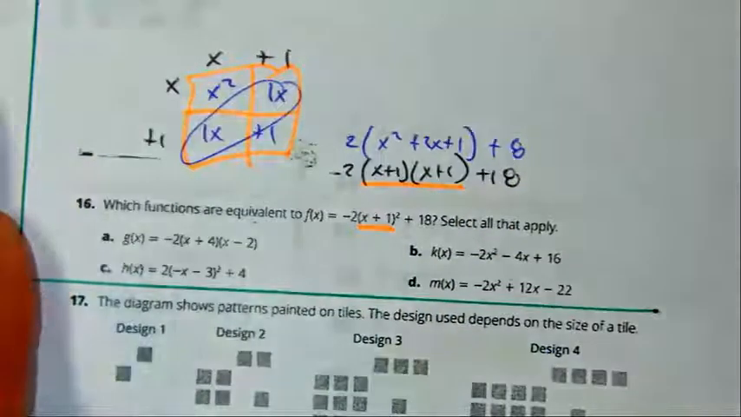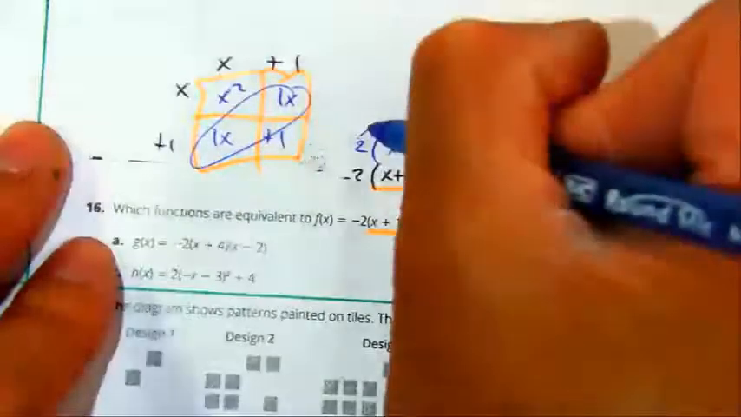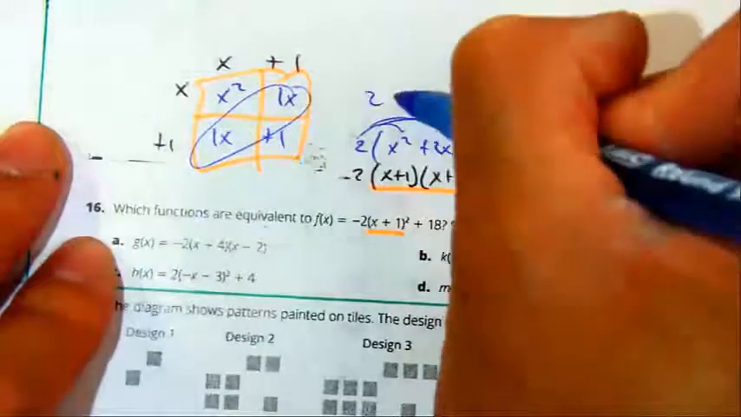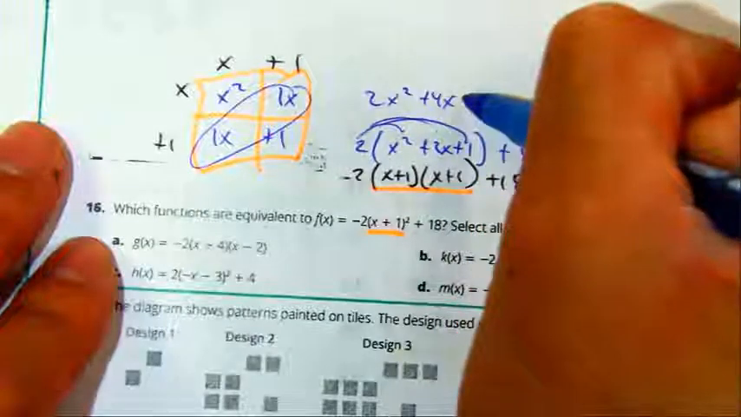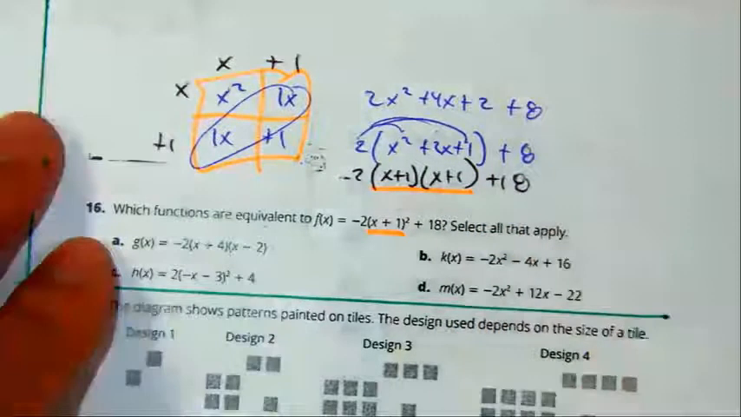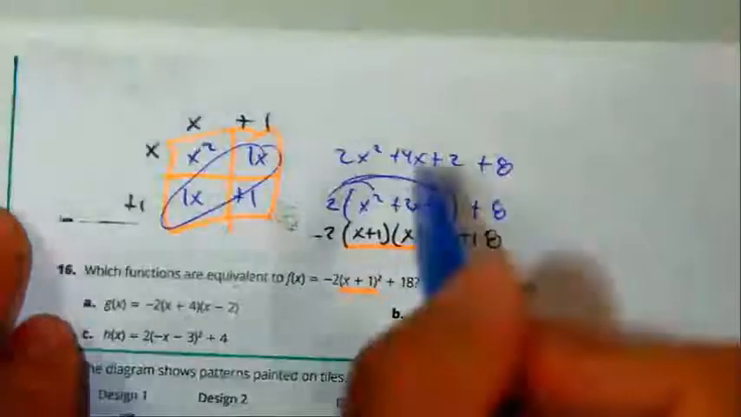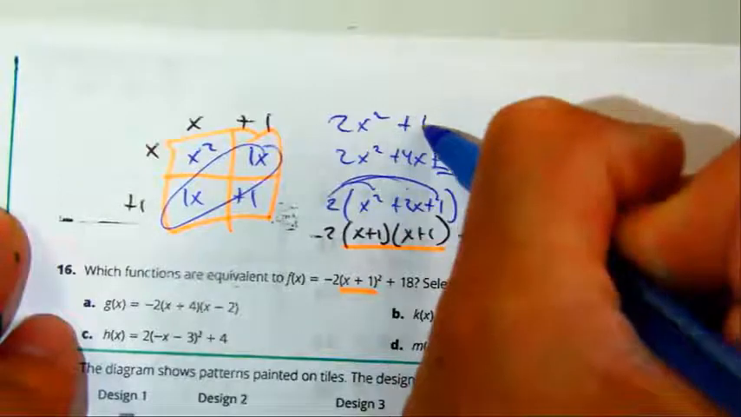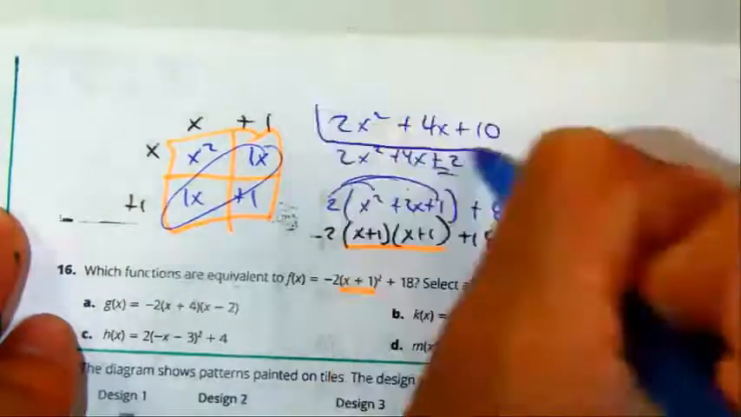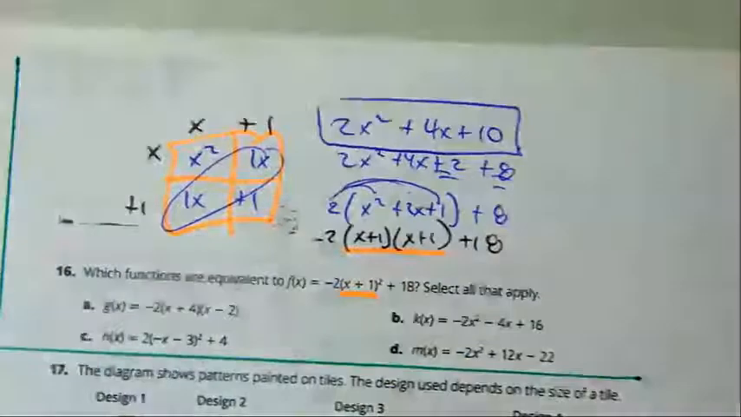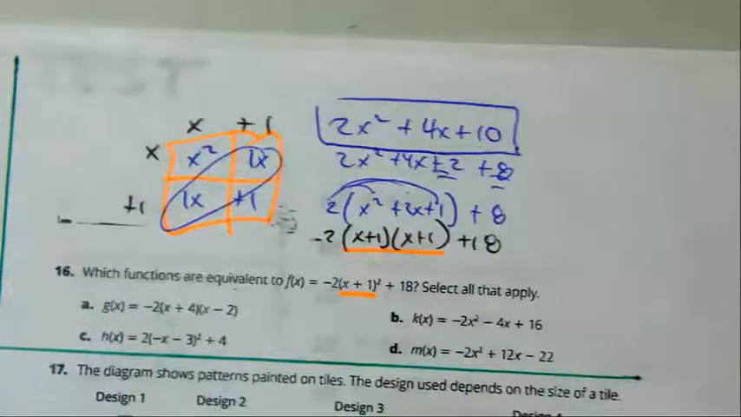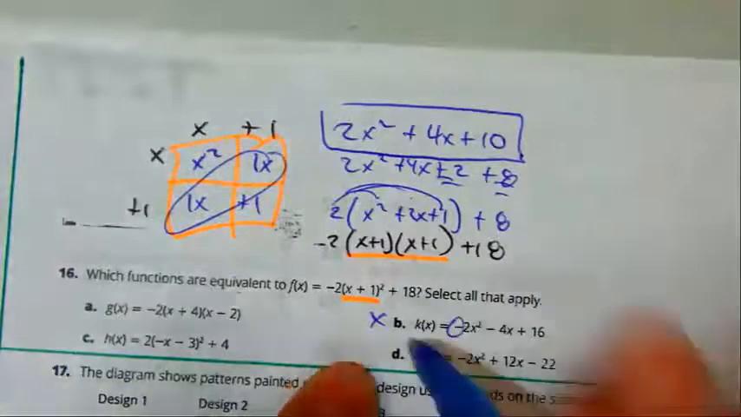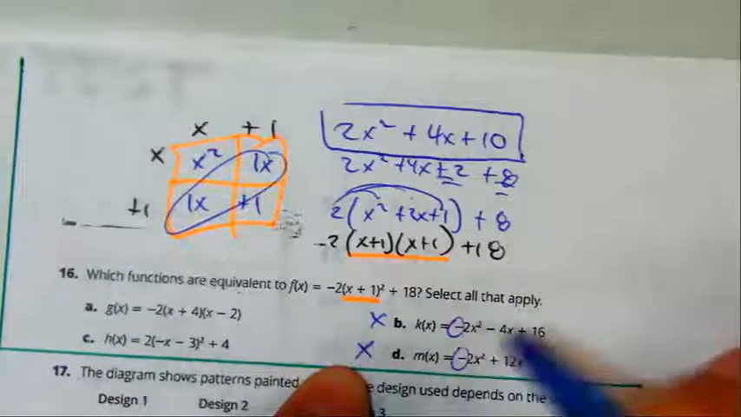I'm using PEMDAS, so I'm going to distribute now. It's kind of weird, I'm working my way up because I didn't have any space there. So I have 2x squared plus 4x plus 2 plus 8. And then if I combine these, I get 2x squared plus 4x plus 10. So I have to figure out which one of these is equivalent. I'm going to eliminate B because B has a negative. And so does D. And so does A.